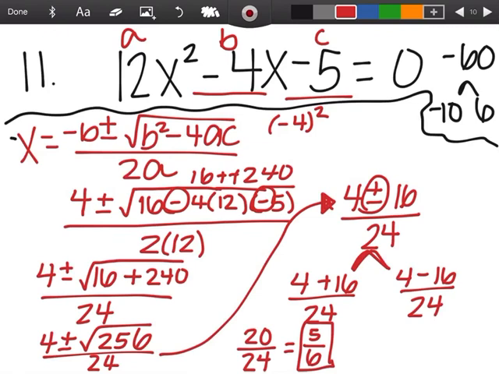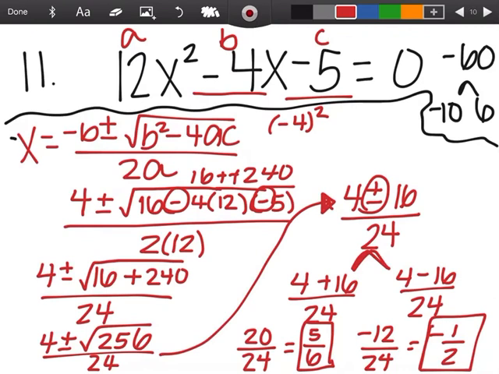And then 4 minus 16 is negative 12 divided by 24, which simplifies to be negative 1/2. So my two answers are positive 5/6 and negative 1/2. So if I were graphing this, it would cross the x-axis at positive 5/6 and negative 1/2.